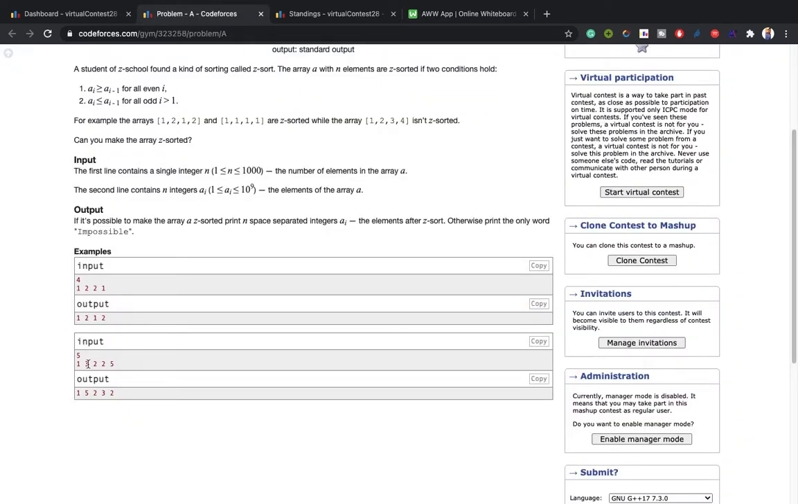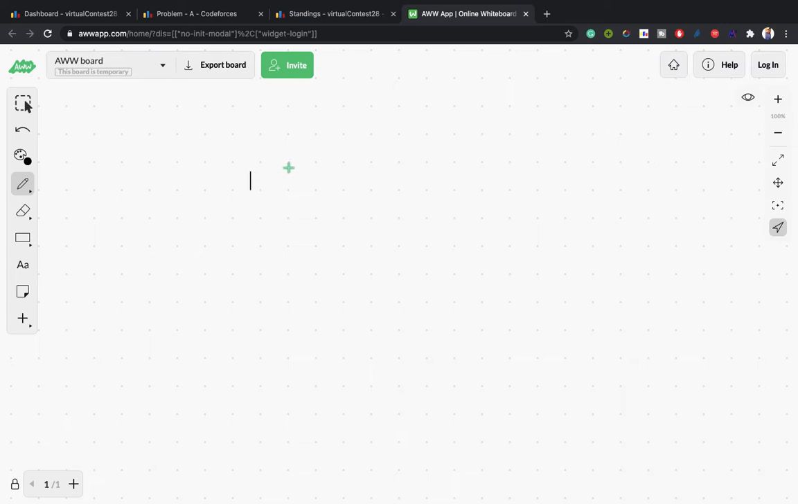Like in this array, 1 3 2 2 5. What we need to do is rearrange this so that all the even places must contain values more than the previous element, and all the odd indices must be less than the previous one. What I did is first I sorted the array: 1 2 2 3 and 5.